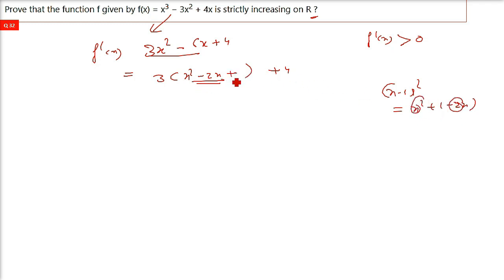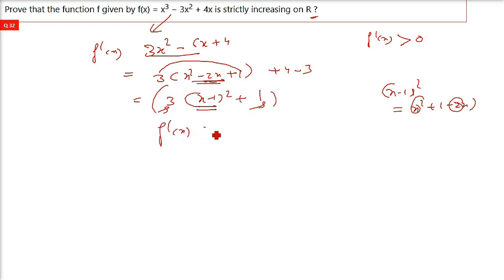So when you add a 1, 3 will be added actually, because 3 is already outside, so you have to subtract 3 in order to keep the equilibrium. If I have added 3, I have to subtract 3. This is x minus 1 whole square, and this is 3 plus 4 minus 3, which is 1. 3 is a constant, 1 is a constant. How about x minus 1 whole square? This will always be positive because it is a square. So this function will always be greater than 0, strictly increasing.